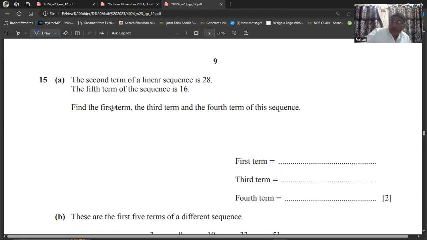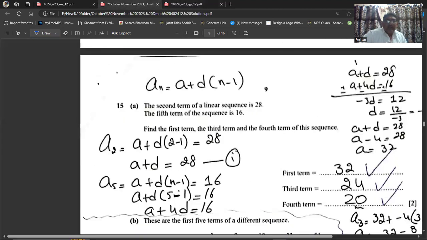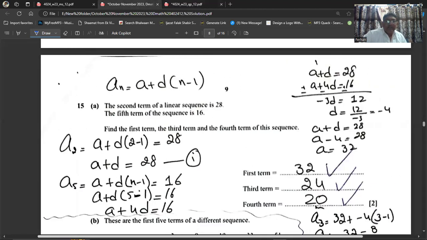You know we have a general formula for the nth term in a sequence. Very simple. The formula for the linear sequence is a plus d bracket n minus 1 bracket close. Here a means the first term, d means the common difference, and n means the number of the term, for example the first term, second term, third term. So it says the second term is 28, so it will be a plus d bracket 2 minus 1. So it will become a plus d equals 28.